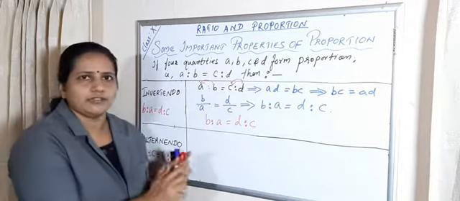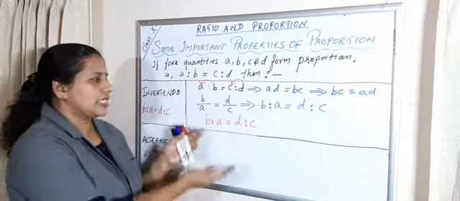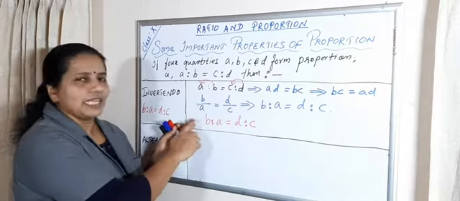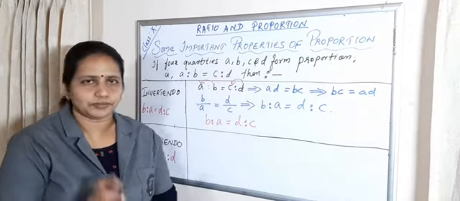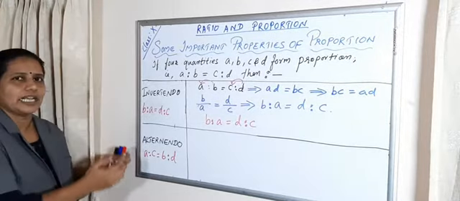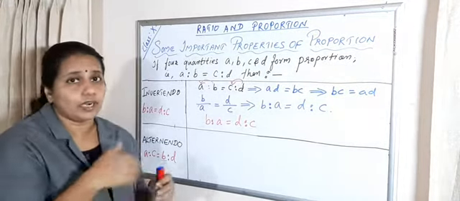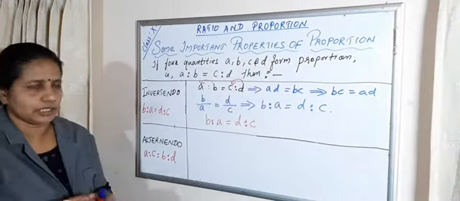Normal case, A is to B equal to C is to D. The same property is satisfied: B is to A is equal to D is to C. Clear? Then the second property, alternando. In this case, what is the alternate value? One after one.